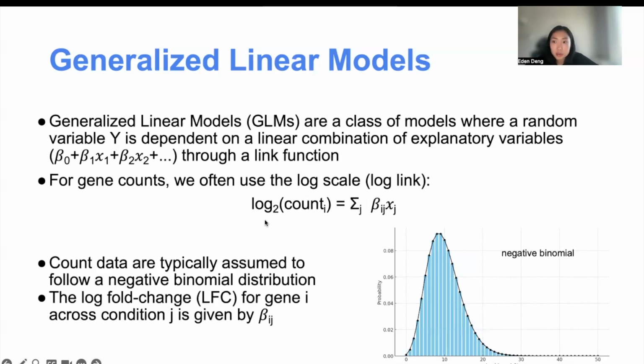For RNA-seq count data specifically, it has this natural property of being over-dispersed, which means the variance of the counts tends to be greater than the mean. So the statistical distribution that a lot of software will use to model the gene counts is the negative binomial distribution, which has this dispersion parameter that captures that characteristic of RNA-seq data.